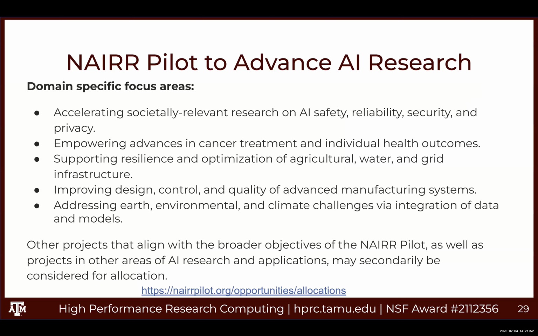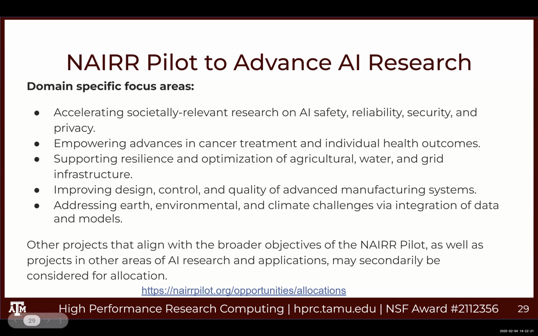Supporting resilience and optimization when you're talking about agriculture, water, grid infrastructure. Improving the design, control, and quality of the advanced manufacturing systems. Addressing earth, fire, environmental, and climate changes via the integration of data and models. So to be able to pull all of this together. These are the kinds of things that you would want to do to advance AI research. And one of these areas is something that they put out there.